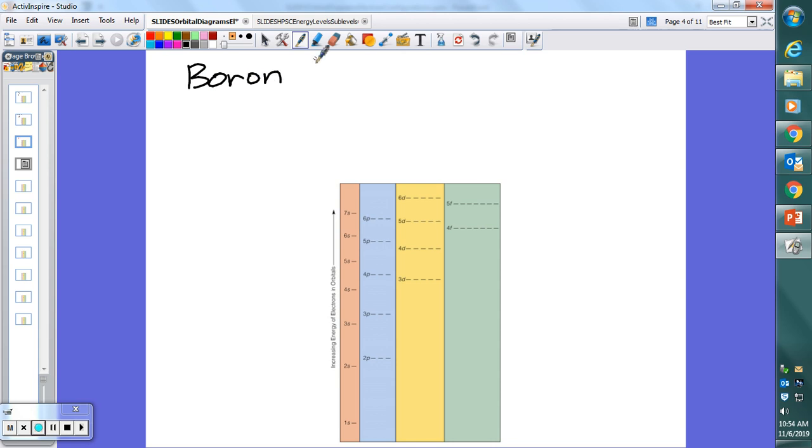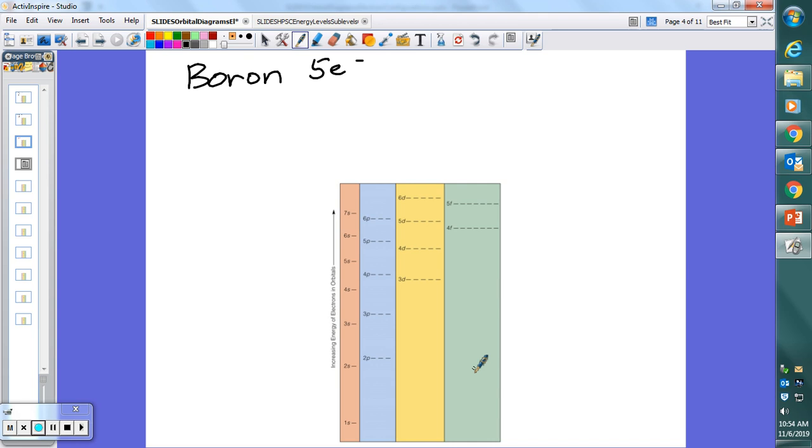For boron, first thing we got to do, how many electrons do we have to place for our boron orbital diagram? 5 electrons, because that's boron's atomic number. Is that okay? Oh, there's notes in between? Let's do this first, and then we'll fill in those notes. Yeah, Grace, we'll do these first, and then we'll fill in those notes.